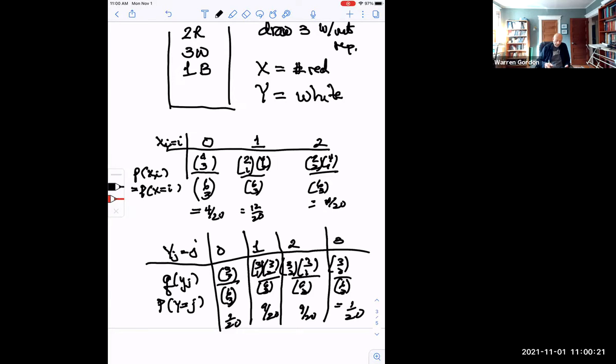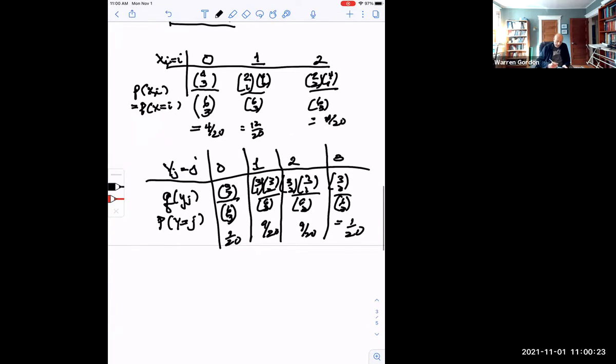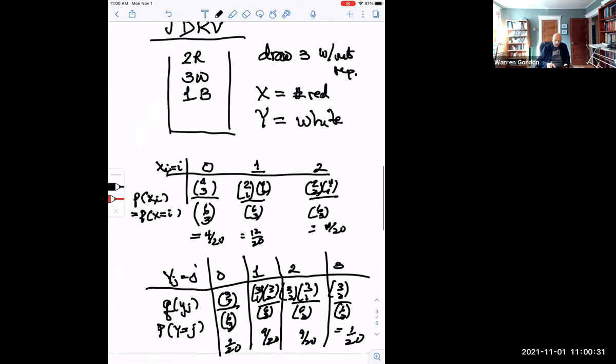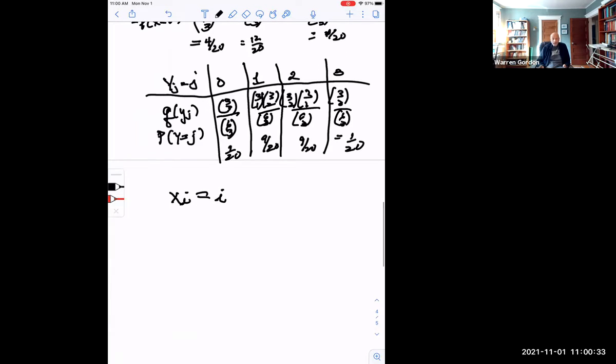Okay. So notice, by the way, sometimes I say x sub i, or sometimes I just say i, because it really means the same thing here. x sub i is the number of, what color was it? Number of red. So whether I call it x sub i or i doesn't make a difference. Similarly for the Y. But the kind of question we're now interested in is a little different.